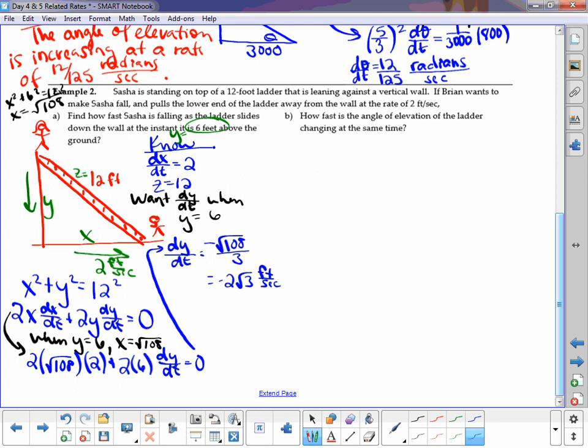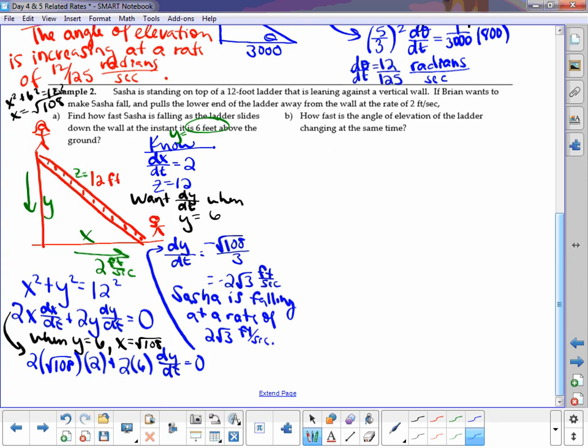Alright, so again, let's go and answer the question. Now it says how fast Sasha is falling. They've already indicated that negative amount. So we want to make sure we answer accordingly. Sasha is falling at a rate of 2 root 3 feet per second.